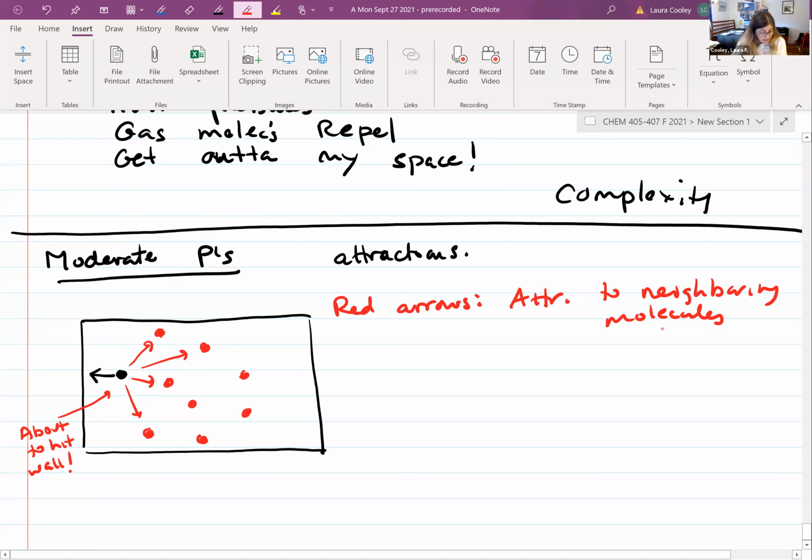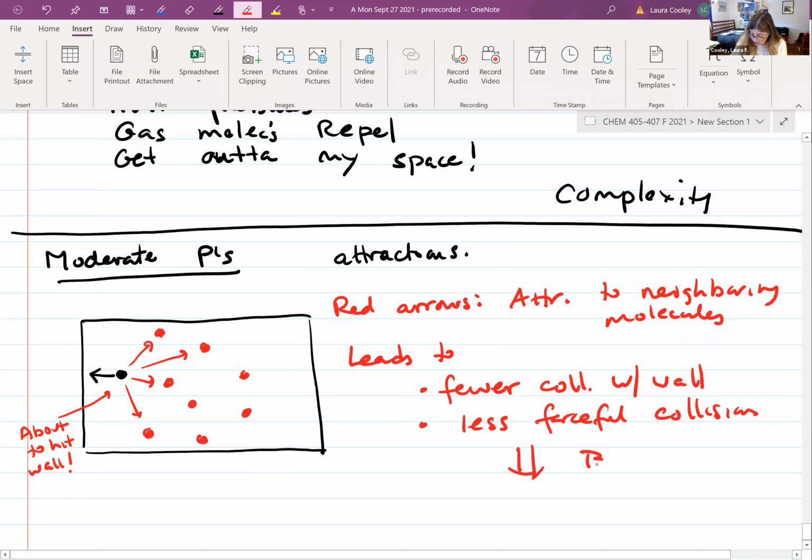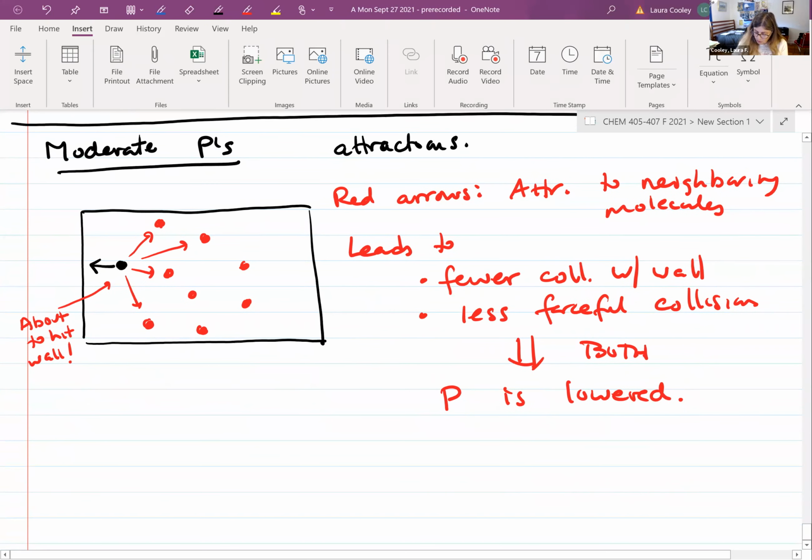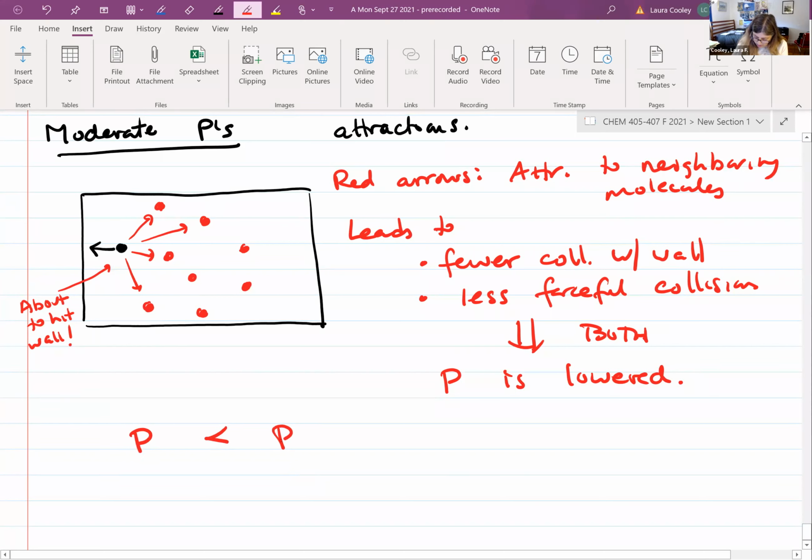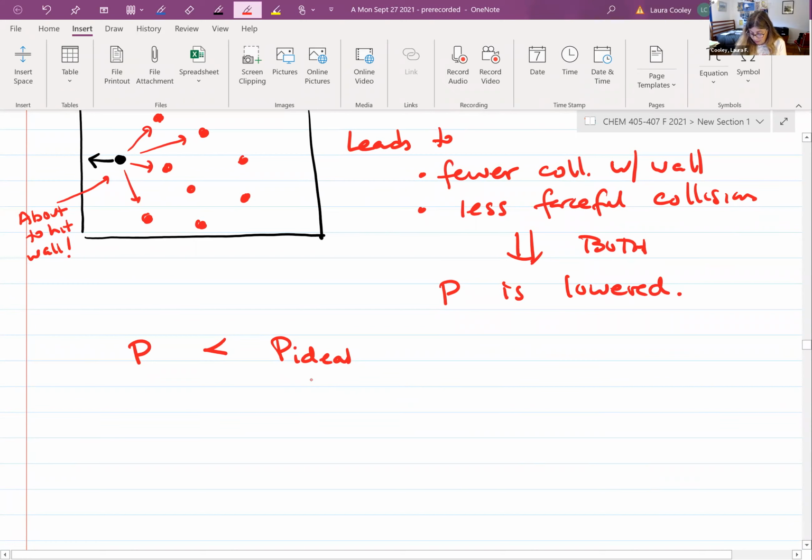The effect is that the black molecule is not going to hit the wall with as strong a force, and it's not going to hit as often, because it's got this slight pull away from the wall. So it leads to fewer collisions with the wall and less forceful collisions. Both of these mean that the pressure is lowered. So the pressure becomes smaller than the pressure predicted by the ideal gas law. What is the pressure predicted by the ideal gas law? Well, P ideal is nRT over V. So P is less than nRT over V.